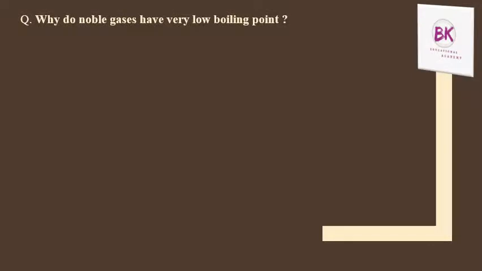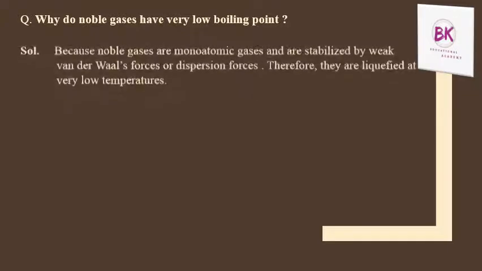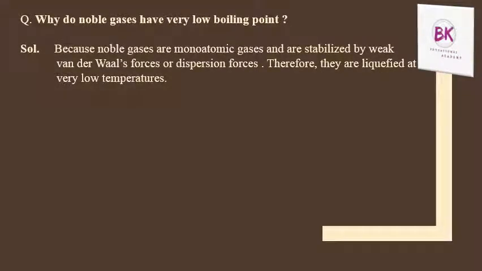Next question is, why do noble gases have very low boiling point? So the answer will be, because noble gases are monoatomic gases. As we know that noble gases are monoatomic gases and are stabilized by weak van der Waals forces or the dispersion forces. Because the noble gases are monoatomic because they have a completely filled octet. Their octet is completely filled and they do not react with themselves as well. That's why they are monoatomic gases.